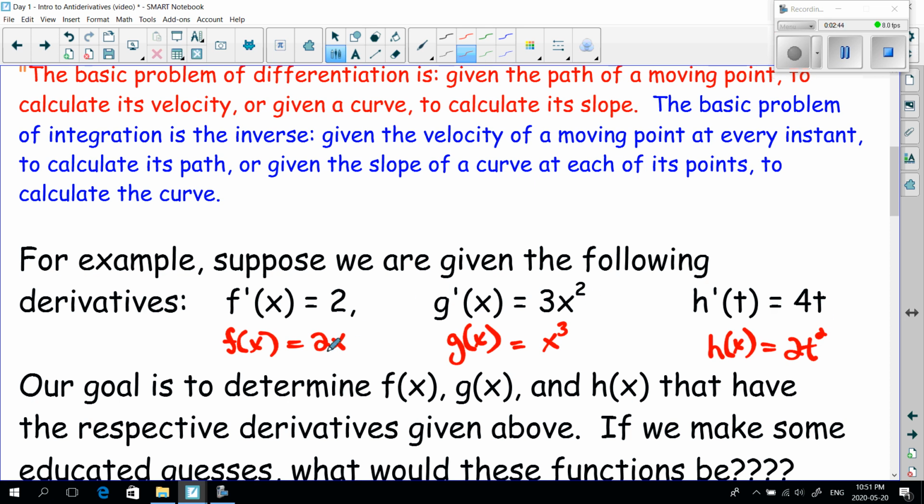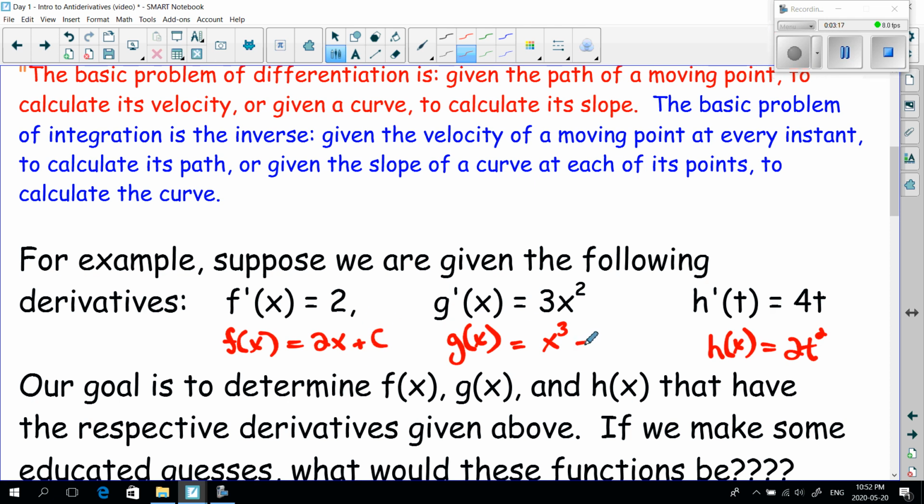Okay, so check this out. The derivative of 2x would be 2. The derivative of x cubed would be 3x squared. The derivative of 2t squared would be 4t. All right, but you may not understand how I was going from the black to the red. We know how to go this way, the red to the black, given the function, find the derivative, but we kind of have to flip our brain in reverse when going from the derivative to the original function.